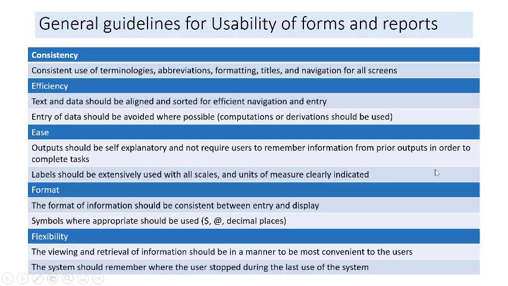So what are the general guidelines for usability of forms and reports? First of all, is consistency. Be consistent in forms and reports. What it means to be consistent is to have the same background and have the same overall features of your form in the same place. For example, if you divide your form into two sections with a certain background, use the same outline for all the forms or for all the reports.